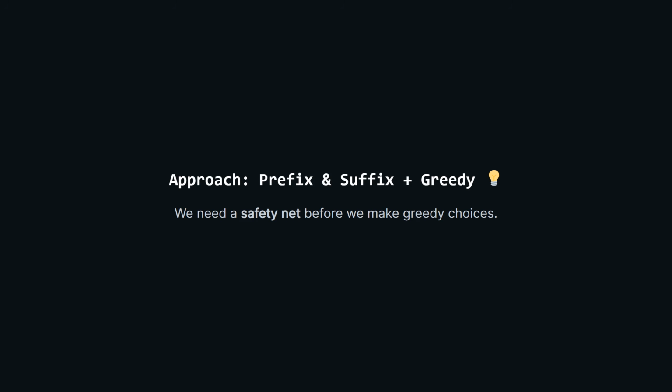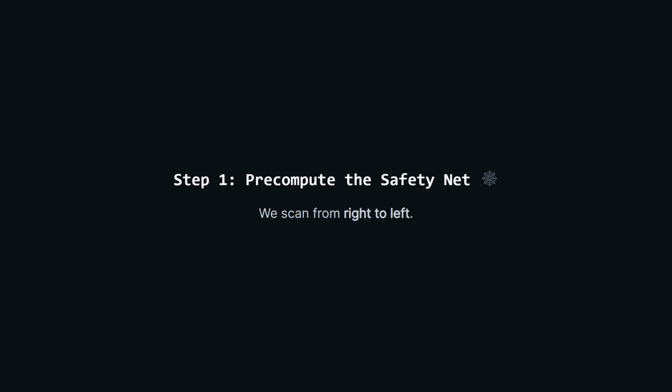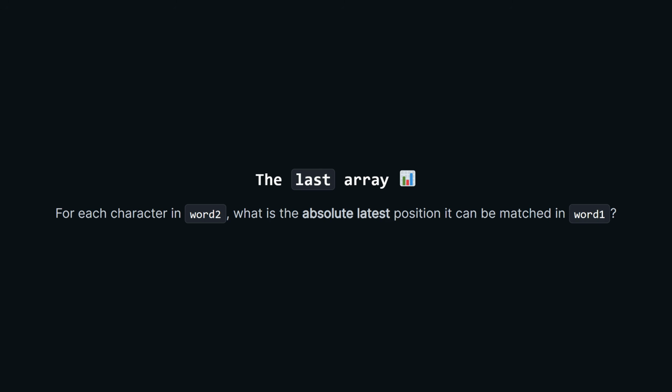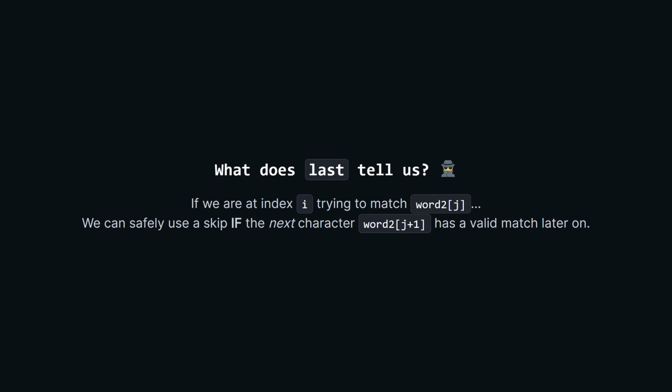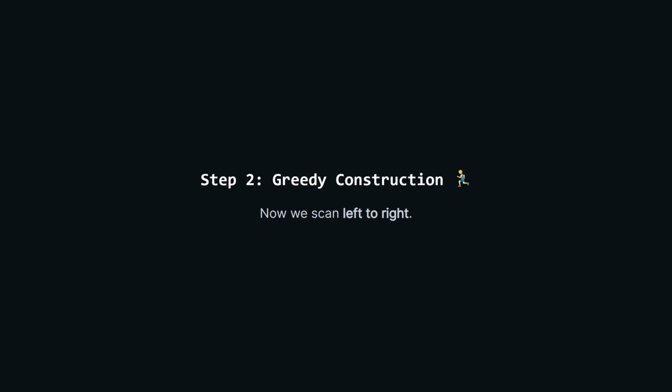Before we confidently march forward making greedy choices, we need to look ahead. We do this by doing a preliminary scan of the words from right to left. We build an array called the last array. For every letter in word2, we figure out the latest, rightmost position in word1 that could possibly match it. Here is the code for that part. We loop backwards through word1. If we see a character we need for the end of word2, we record its position. This array acts like a map of the future. It tells us exactly where the safety fallbacks are. Once our safety net is built, we do our actual run, scanning from left to right through word1.